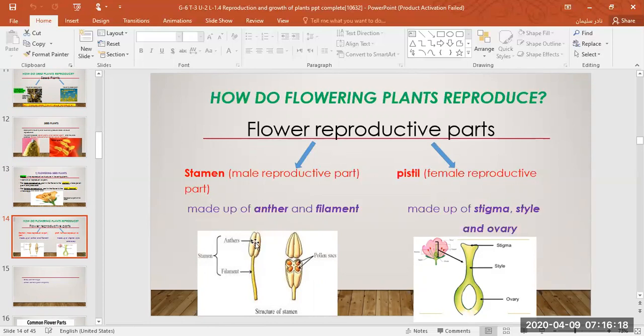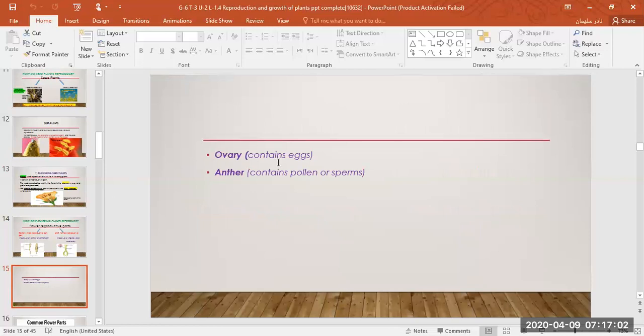The first one is the anther, where the pollen grains are inside, where they are made, and the filament is the second part. What about the parts of the pistil, the carpel or the female reproductive part? The pistil is made up of 3 parts: the stigma, the part that receives the pollen grains, the style, and the ovary that contains the eggs. So the ovary is the site of the eggs. Eggs are found inside the ovary. Okay, now, the ovary contains the eggs and the anther contains pollen or sperms.